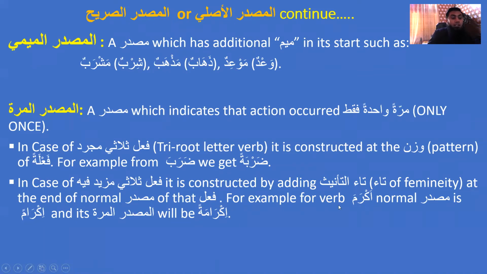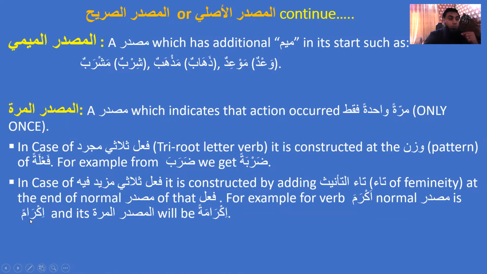For example, we have the verb akrama. Now please look at this one. Akrama is not fi'l sulasi mujarrad. Why? As you can see, it has an additional hamza with fatha at the start. It is from the af'ala family, and the af'ala family is our sulasi mazid fihi family. Why? Because kaf, ra, mim, these are the tri-root letters. It has an additional hamza at the start, so it is a sulasi mazid fihi family. Now for akrama, or for the af'ala family, the masdar is ikraman.